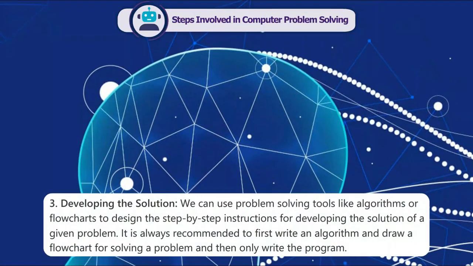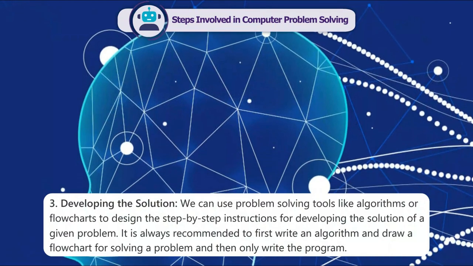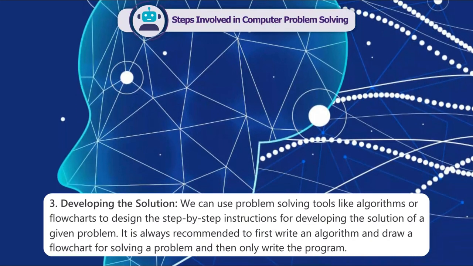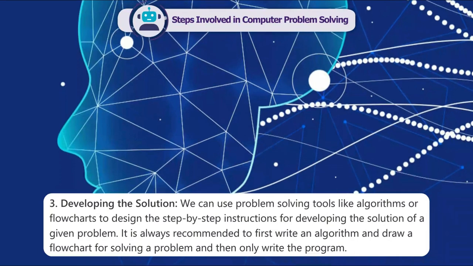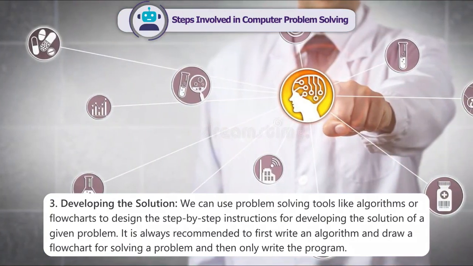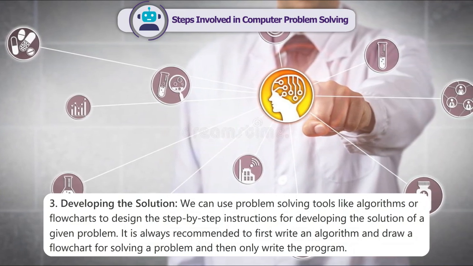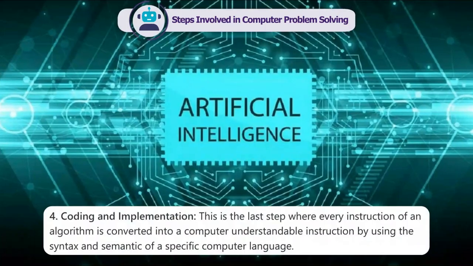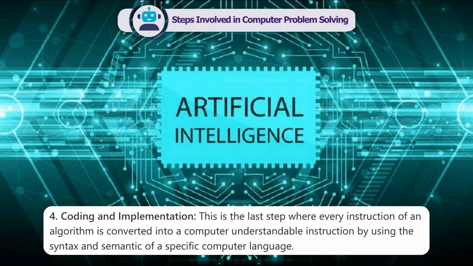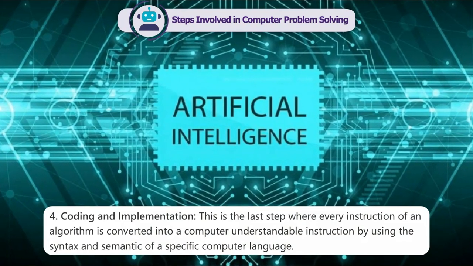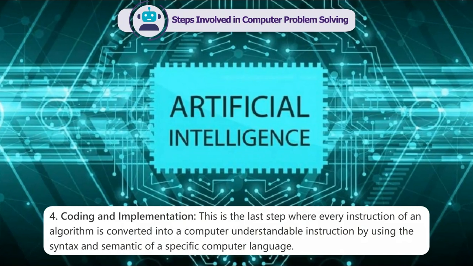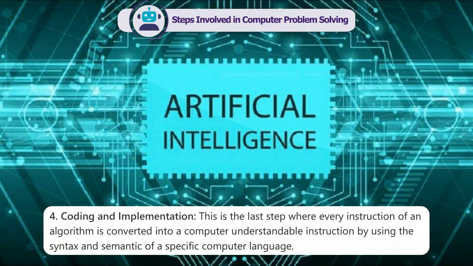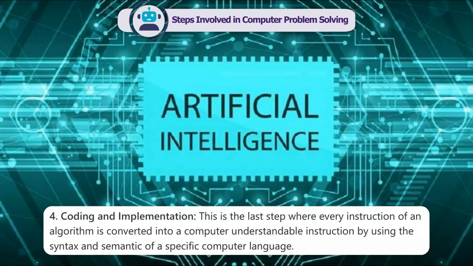3. Developing the solution. We can use problem-solving tools like algorithms or flowcharts to design the step-by-step instructions for developing the solution of a given problem. It is always recommended to first write an algorithm and draw a flowchart for solving a problem and then only write the program. 4. Coding and implementation. This is the last step where every instruction of an algorithm is converted into a computer-understandable instruction by using the syntax and semantic of a specific computer language.